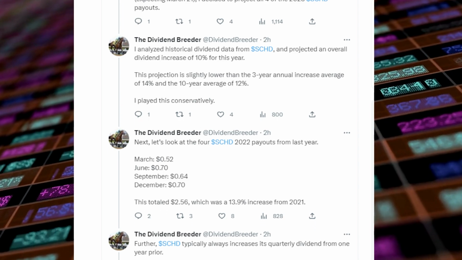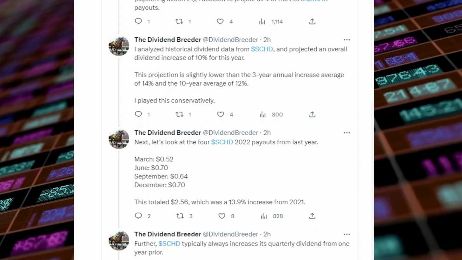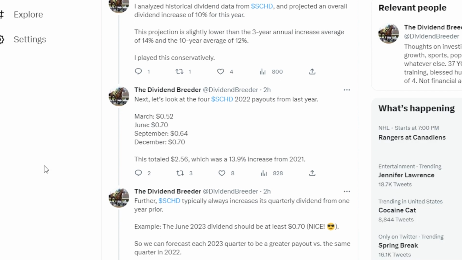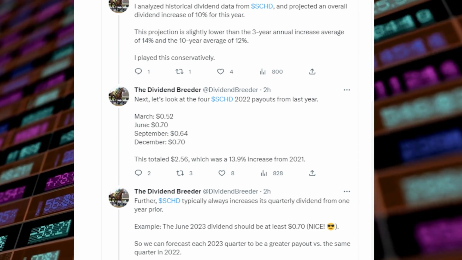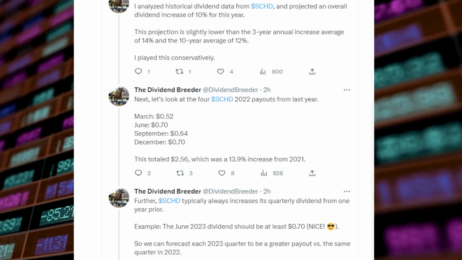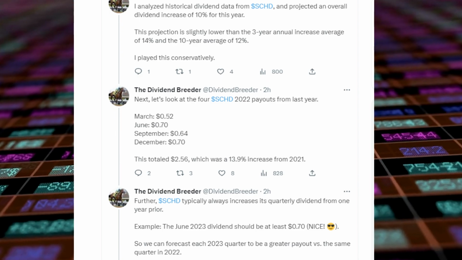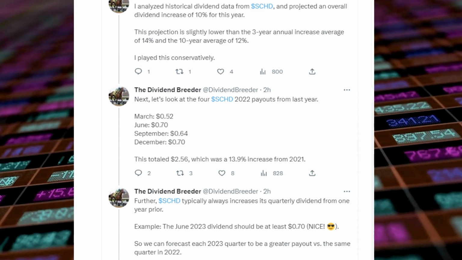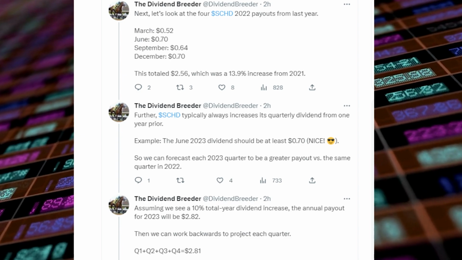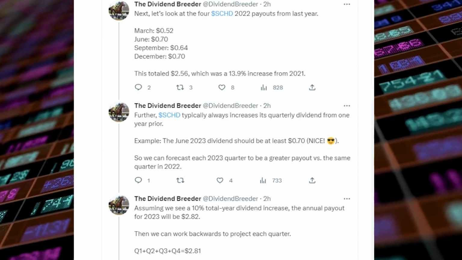Next, let's look at the 4 SCHD 2022 payouts from last year. March was 52 cents, June was 70 cents, September was 64 cents, December was 70 cents. This totaled to $2.56, which was a 13.9% increase from 2021, an almost 14% increase in your payouts just for holding onto the ETF for 1 year. That's incredible. Further, SCHD typically always increases its quarterly dividends from 1 year to the prior.